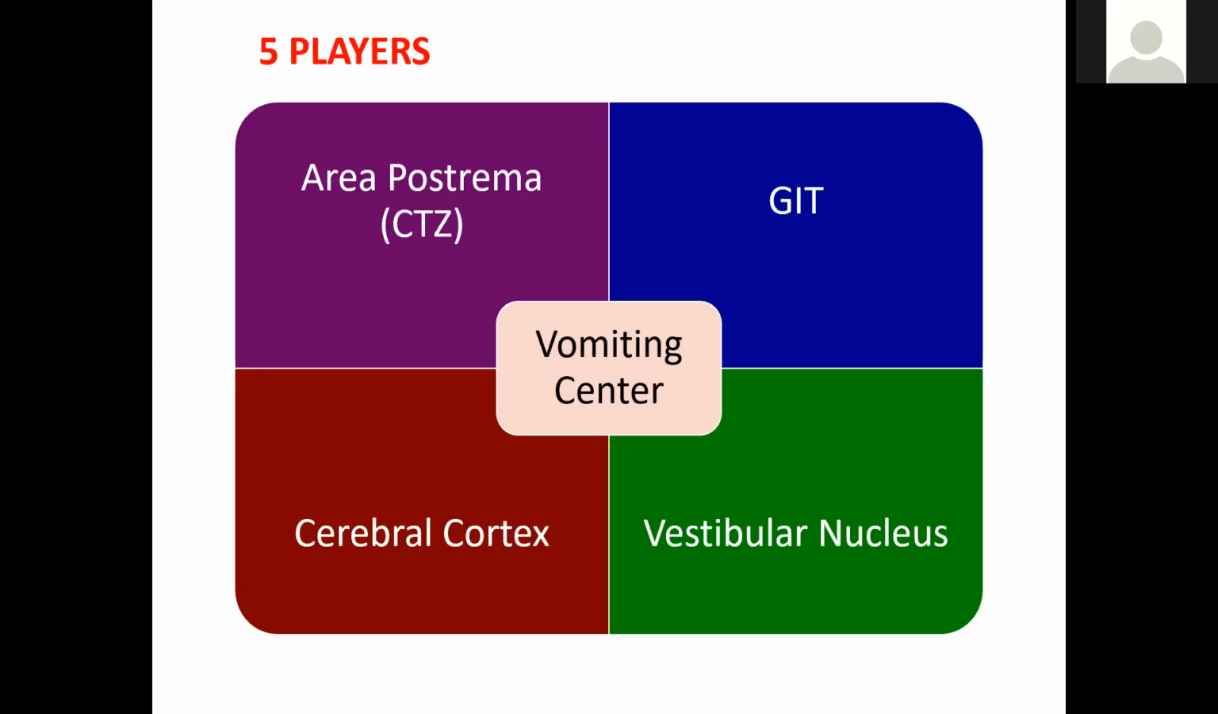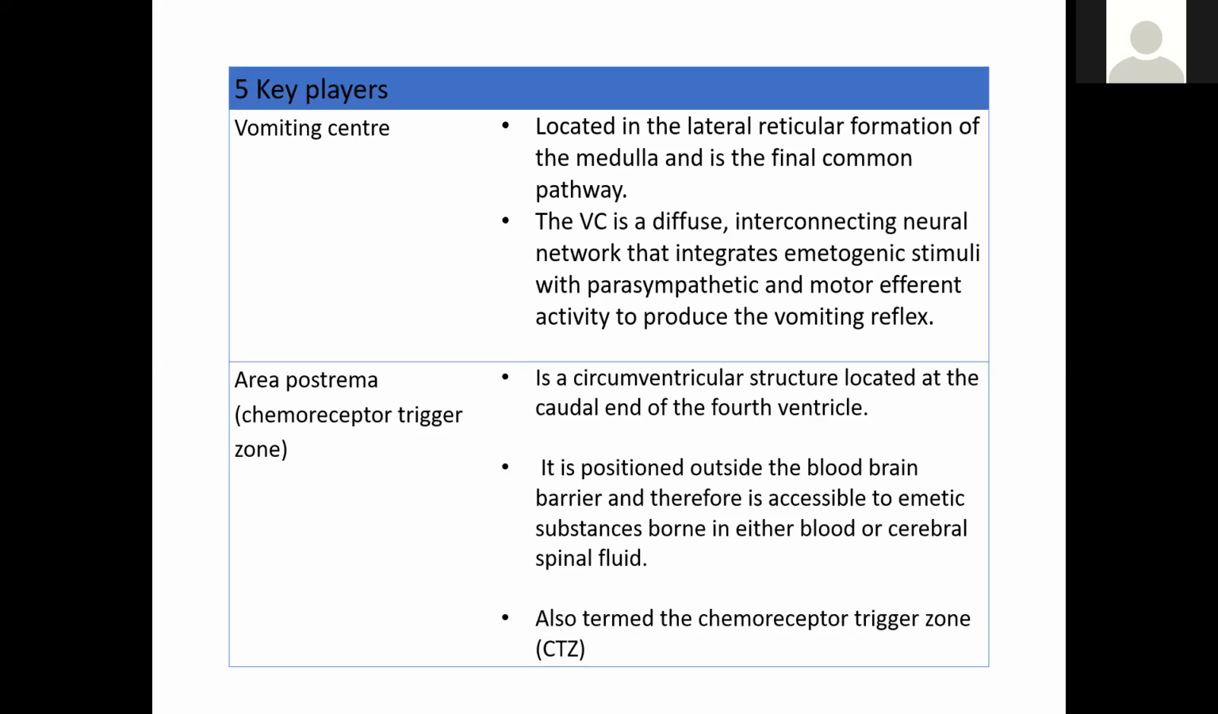So altogether, the vomiting center is the boss, and the other 4 players help the vomiting center in this play. So we have to remember these 5 centers very thoroughly, then only will we be able to connect what I am telling. So we'll talk slightly in detail about each center. The first center is the vomiting center.